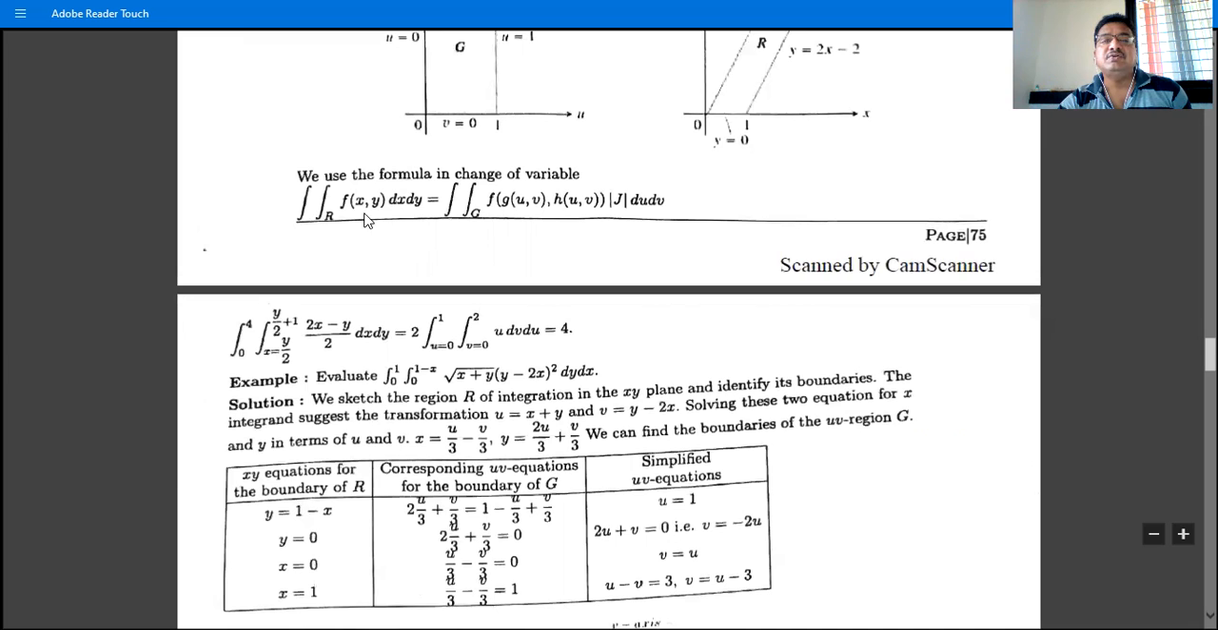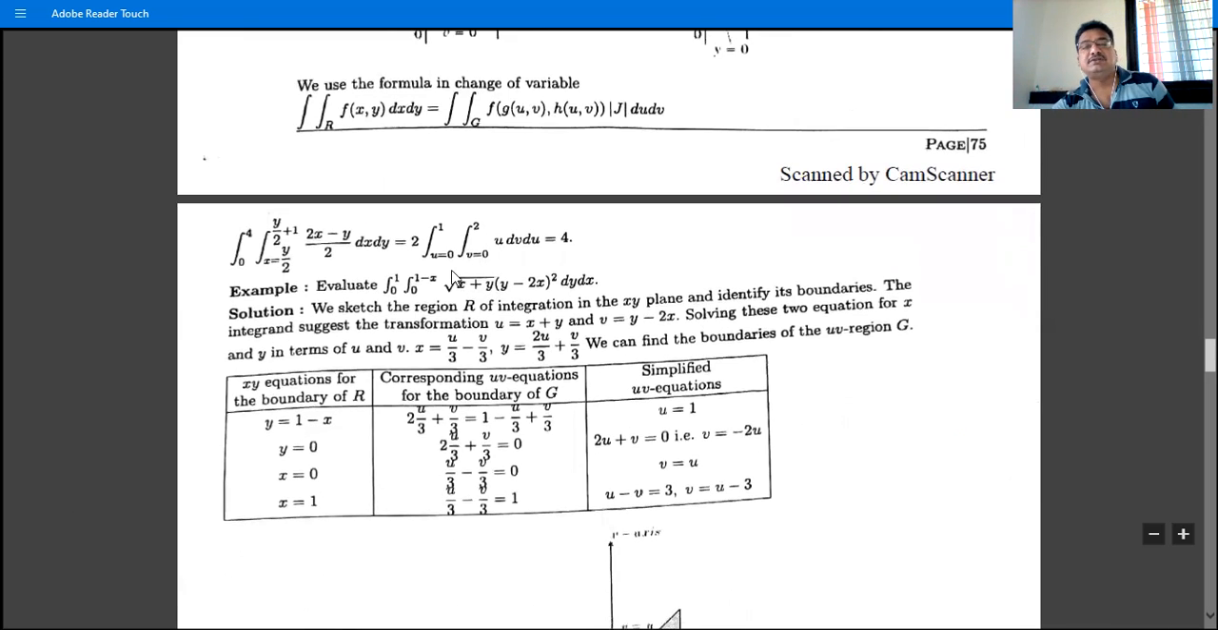This is the formula for change of variable: the double integration over R of f(x,y) dx dy is equal to the double integration over G of f(g(u,v), h(u,v)), that is, x and y replaced in terms of u and v, and dx dy is replaced by mod J du dv. So find mod J for this example, and then we have the answer.